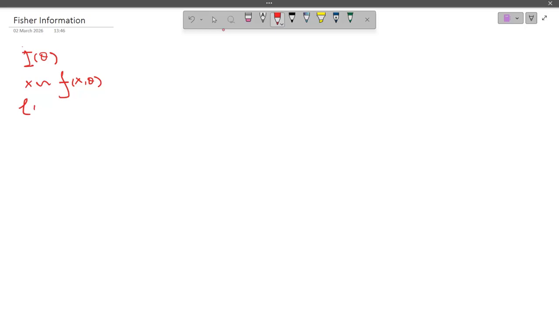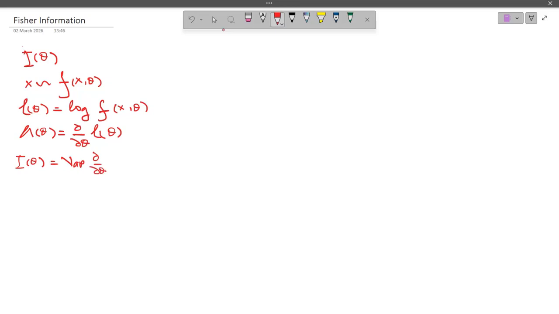We have the log likelihood L theta equal to log of f x theta. Then we define the score function u theta equal to del theta of L theta. Then the Fisher information I theta is defined as the variance of del theta L theta.